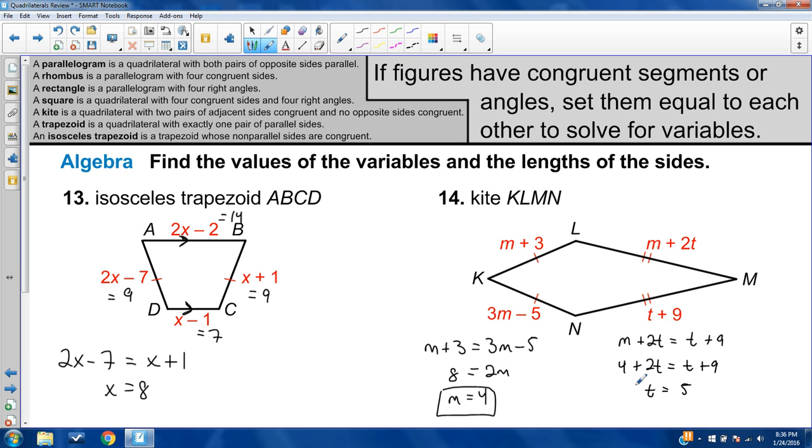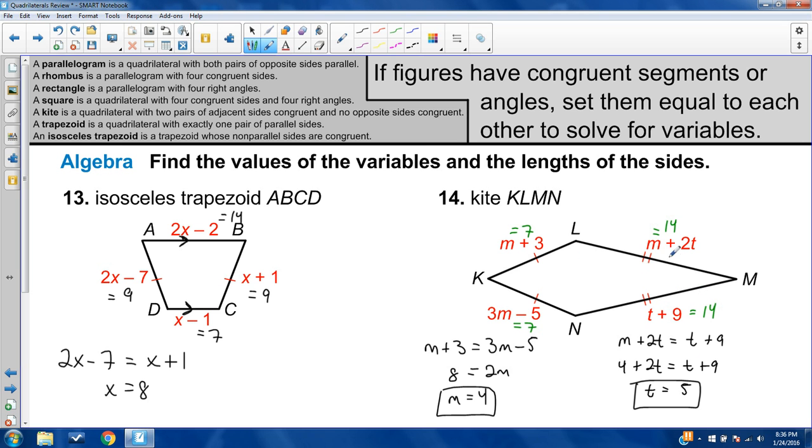Not yet quite done because you still need to find the lengths of all the sides. Make sure you answer the question or questions that are being asked. This is 4 plus 3, which is 7. This should also be 7, 12 minus 5. This is 4 plus 10, 2 times 5, which is 14. Therefore, this should also be 14, 5 plus 9, yes.